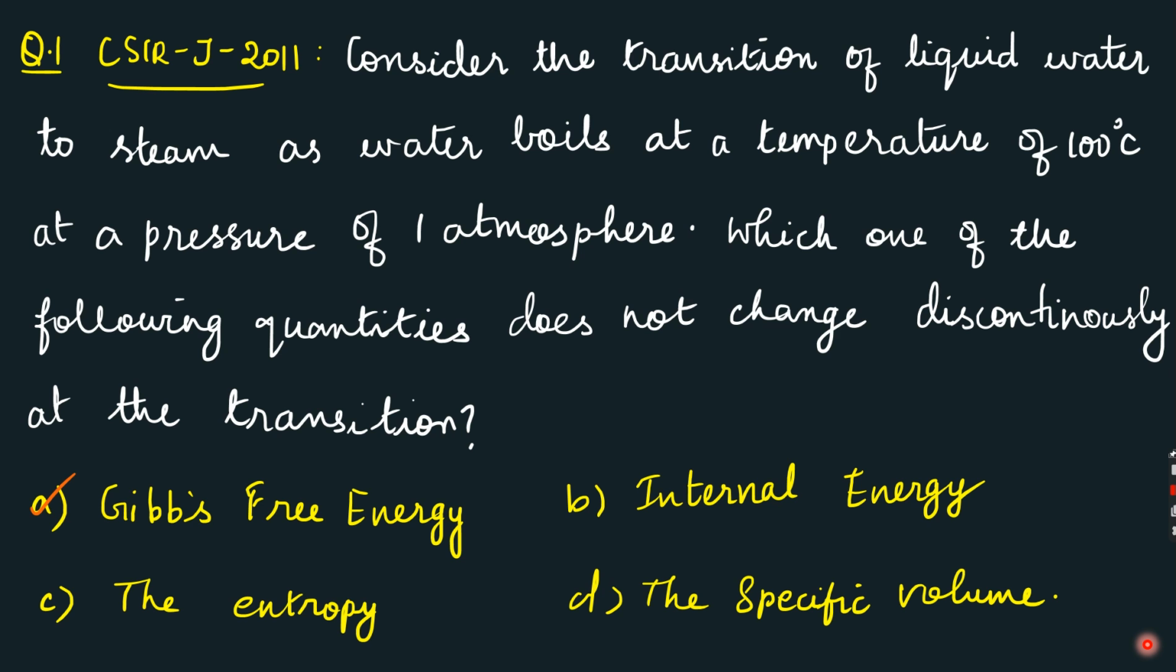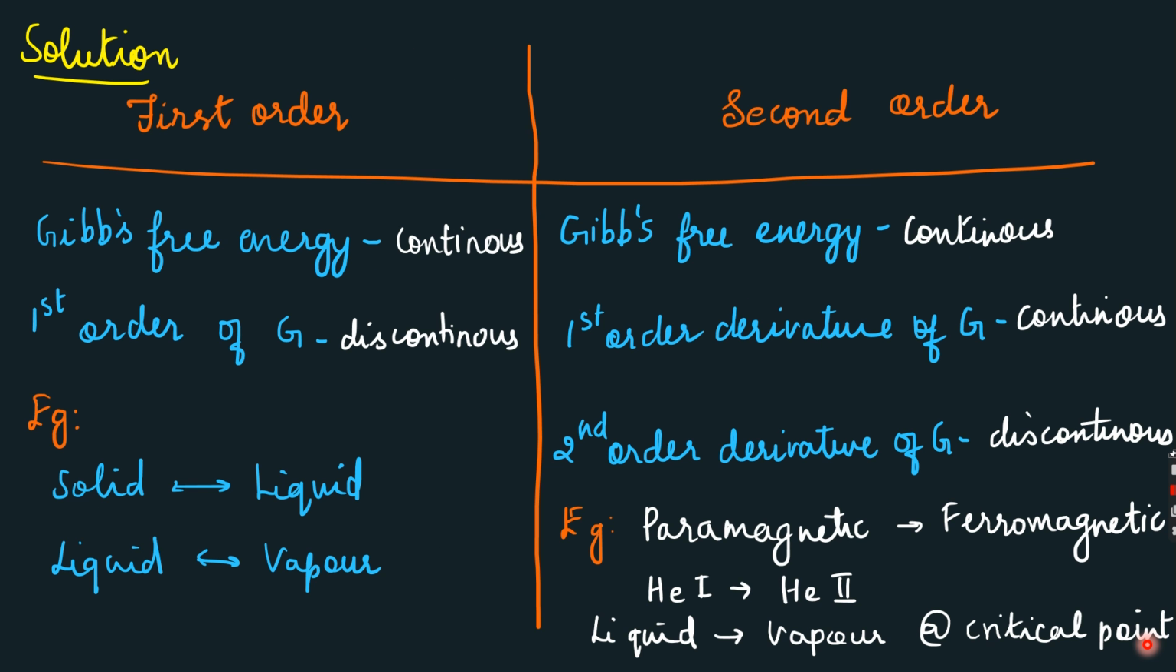So let us see what is transition, what are the two kinds of transition, and what is continuous and discontinuous. The first order transition and the second order transition are the two transitions. The examples of first order transition are solid to liquid transition or liquid to vapor transition. So in solid to liquid transition, what is continuous and what is discontinuous?